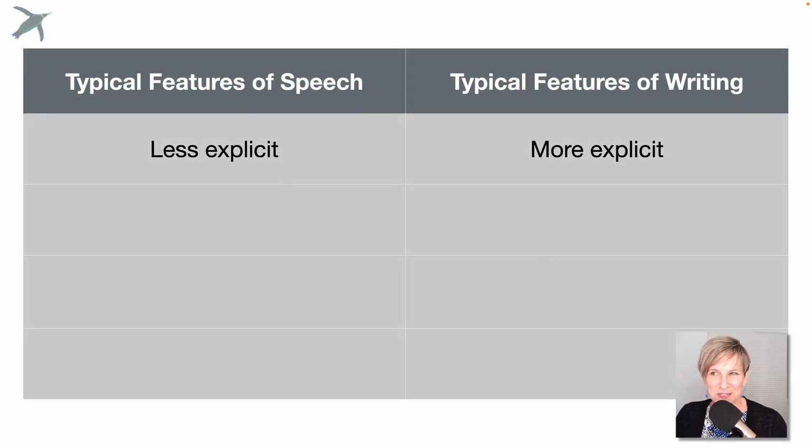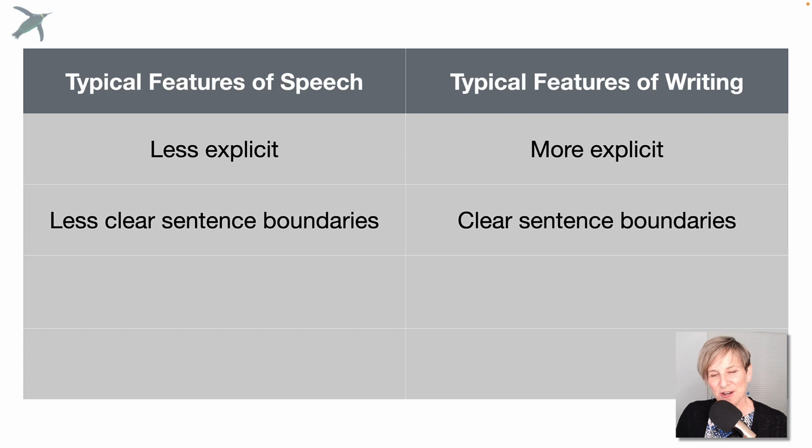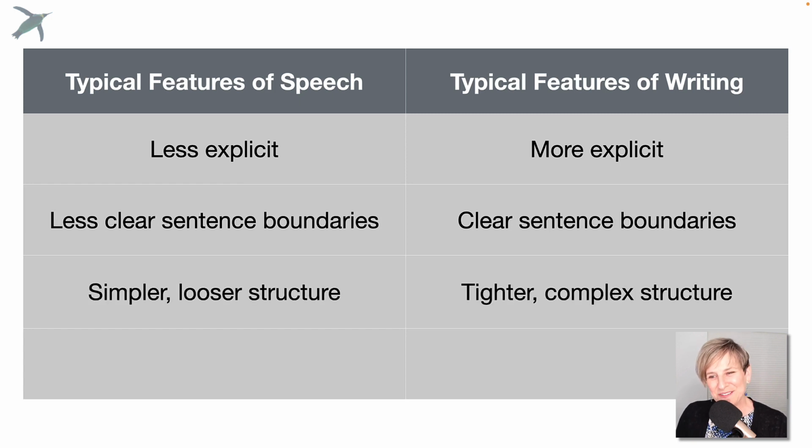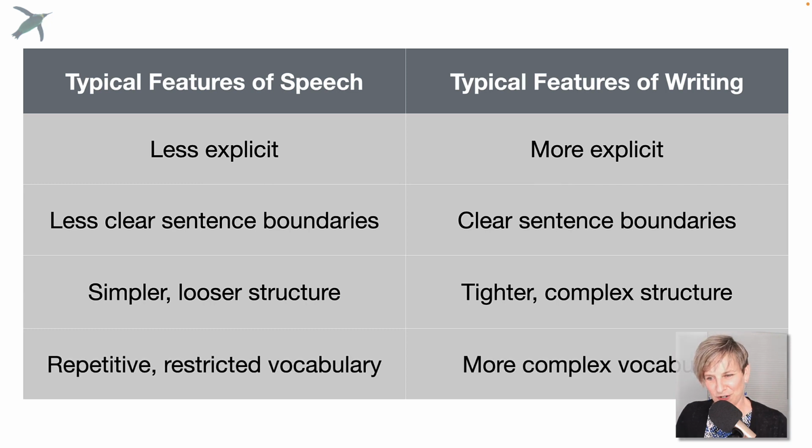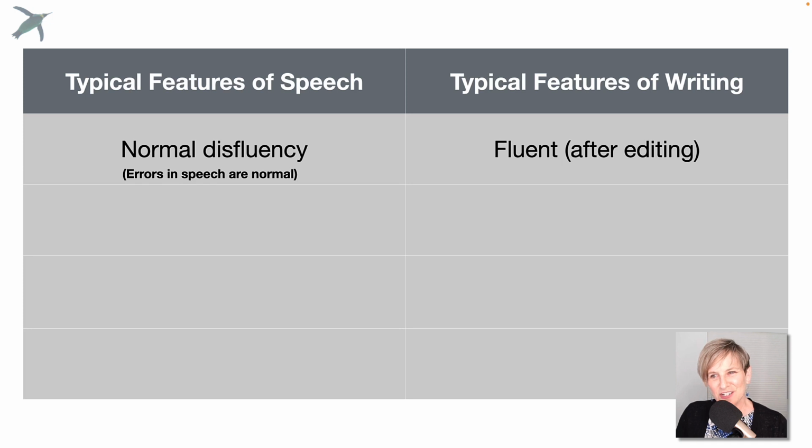We're going to compare typical features of speech versus writing. Speech is much less explicit. There are less clear sentence boundaries, and that gives it a more simple and loose and relaxed structure. And also, speech tends to have more repetitive and more restrictive vocabulary compared to writing. In addition, we have normal disfluency in speech. That means that we make errors in speech, and it's considered normal.